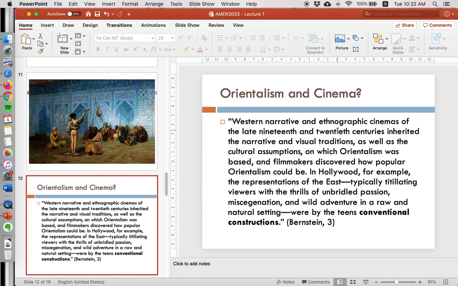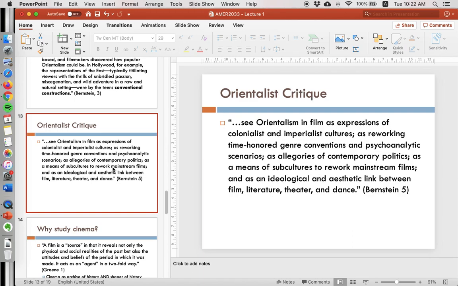And so Orientalism became, and is still, I would argue, a convention of Hollywood cinema. Okay, so this Orientalist discourse, which is a sort of colonizing apparatus, makes its way into filmmaking as well. And Grass is an excellent example of that. Okay. So Bernstein and these other scholars are saying, well, then we can use Orientalism as a critique. You can critique Orientalism in this kind of filmmaking.